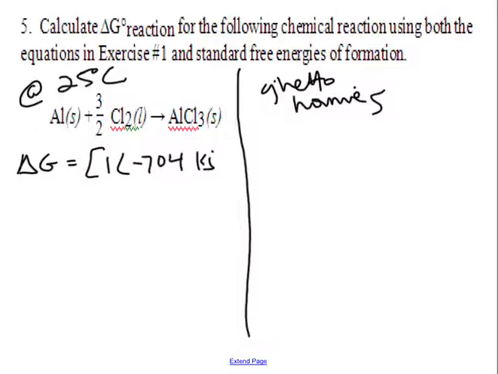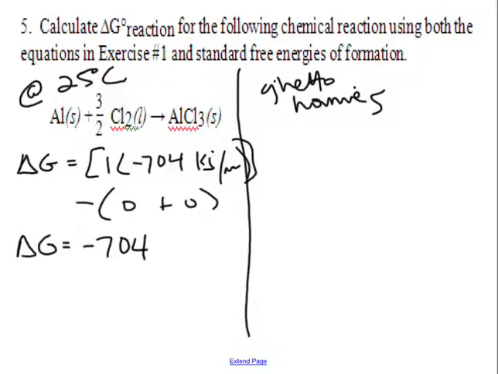It's not on top of the table? Kilojoules per mole. All right, and then what can you tell me about all the free elements? Products minus reactants, they're all 0. All right, so my delta G here is negative 704 kilojoules per mole.